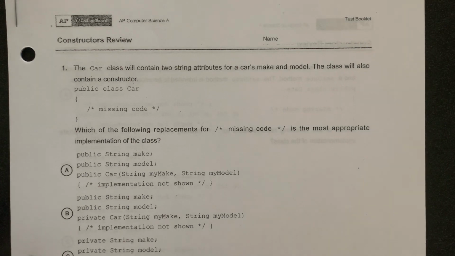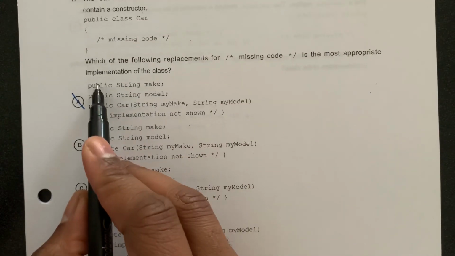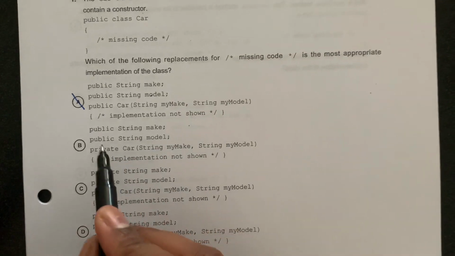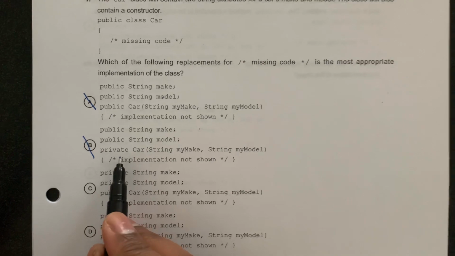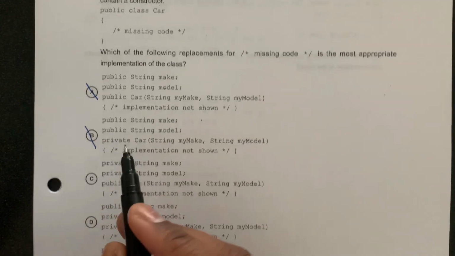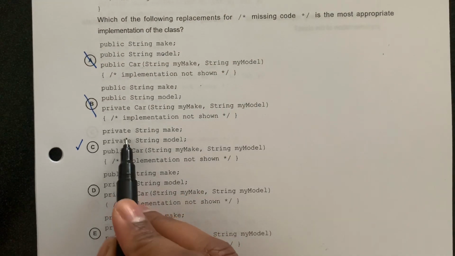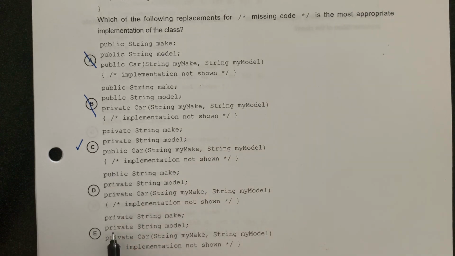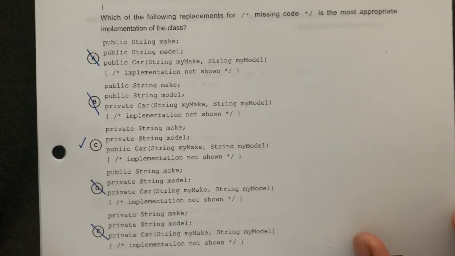So remember, generally speaking, for constructors, we want our instance variables to be private and our constructor itself to be public. So that's going to make A incorrect because we don't want these variables make and model to be public. B is going to be incorrect because a constructor can't be private if you're going to make a car object. C is going to be the correct answer because we have private variables and a public constructor. D and E both have private constructors, which are going to make those incorrect. So C is going to be the correct answer.